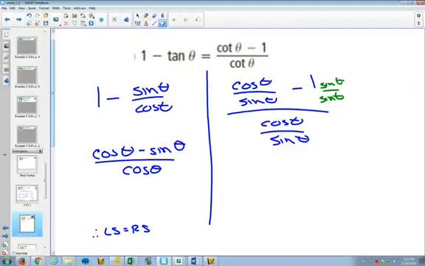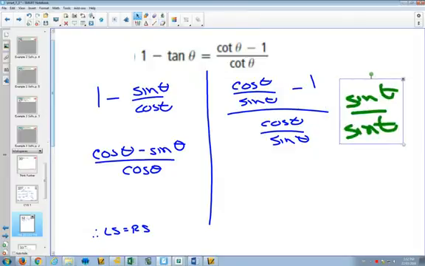So one of the things that we're going to find out is multiplying by 1 in a variety of different ways is going to be an important strategy. So here I multiplied by sine over sine because I wanted a common denominator. I'm going to take that sine over sine. There we go. Make it a little bigger. Now I'm going to multiply the whole fraction by sine over sine. Can you see that I'm still multiplying by 1?